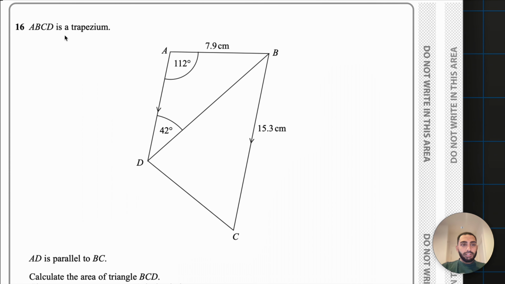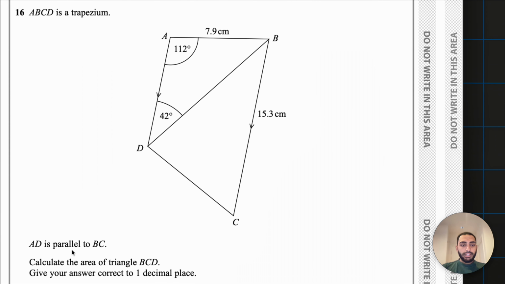Question 16, ABCD is a trapezium. AD is parallel to BC. So this line is parallel to that line. Calculate the area of triangle BCD. We're trying to find this area here. Give your answer correct to 1 decimal place.